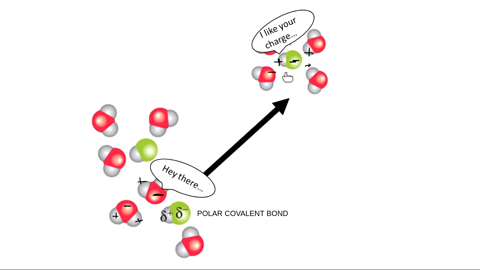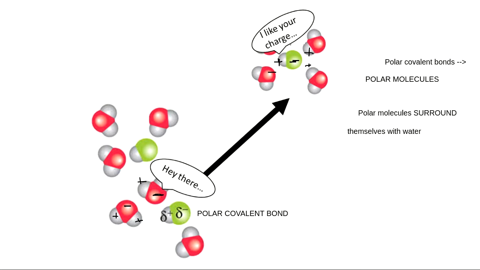So a compound with polar covalent bonds, we call them polar molecules. Polar molecules surround themselves with water. They put water on all sides of them because they have a partial negative and a partial positive, and water has partial positives and partial negatives. So polar molecules will surround themselves with water.